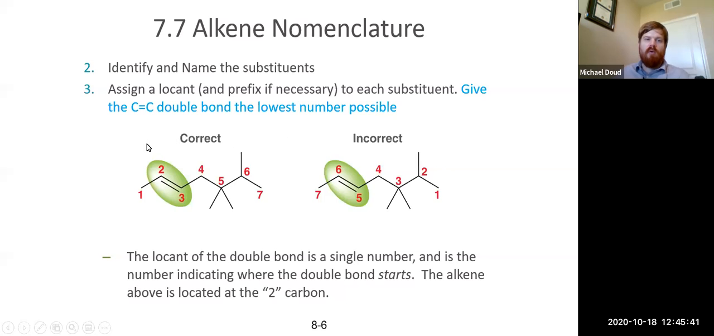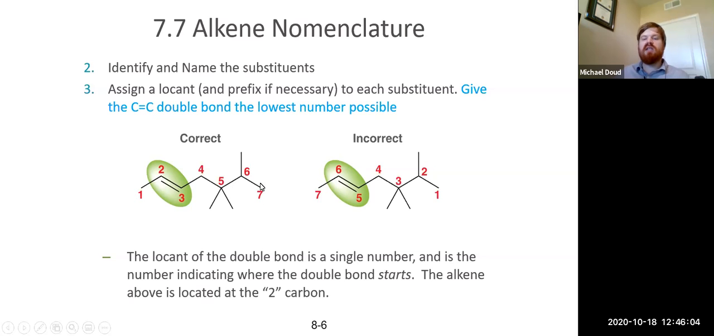As I mentioned before, we're going to number it starting from the side that's closer to the double bond. So in this case, we could number it left to right. That's 1, 2, 3, 4, 5, 6, 7. Or right to left, 1, 2, 3, 4, 5, 6, 7. So even though your substituents are clustered on the right side of this molecule, because the alkene, the double bond, is on the left side, you're going to start from there.